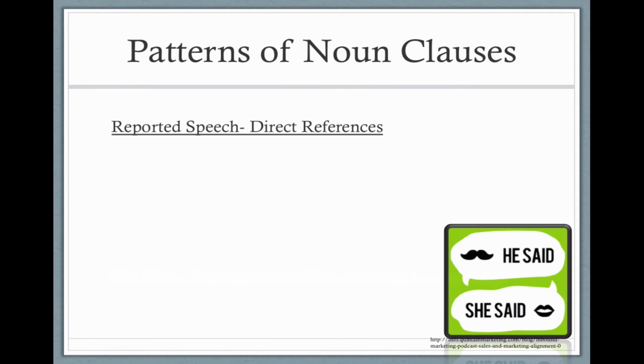So let's talk a little bit about patterns of noun clauses. And we're going to start off with reported speech, or what we call direct references. In essays, research papers, etc., you'll need to refer to past research, use other people's ideas to support your claims. And so what I mean by a direct reference is you use the author or the person who stated the phrase that you're paraphrasing directly. They're actively in the sentence.